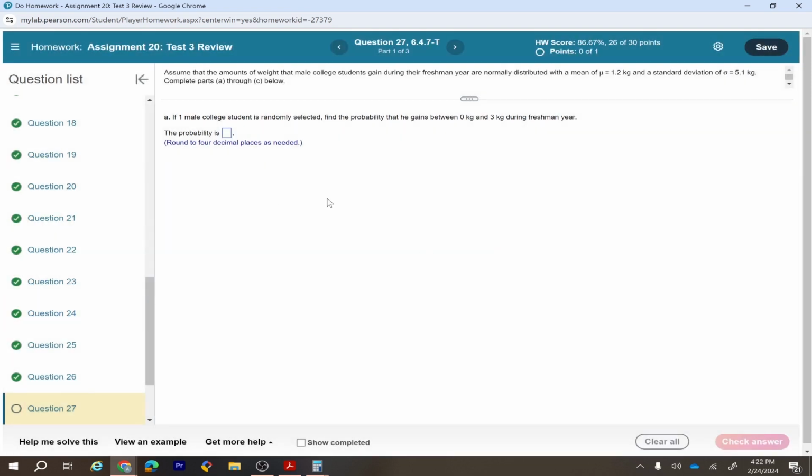Okay, question 27. Assume that the amount of weight that male college students gain during their freshman year is normally distributed, with a mean of 1.2 kg and a standard deviation of 5.1 kg. If one male college student is randomly selected, find the probability that he gains between 0 and 3 kg.